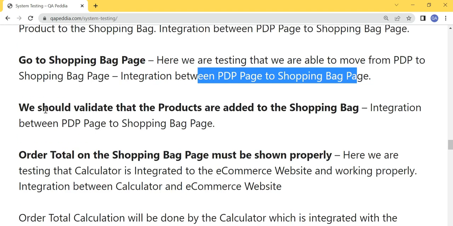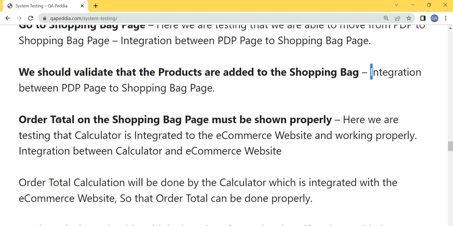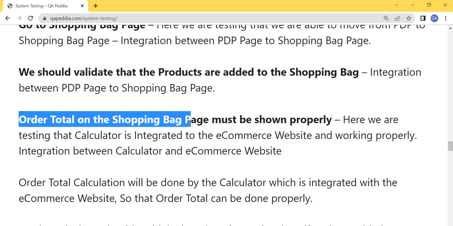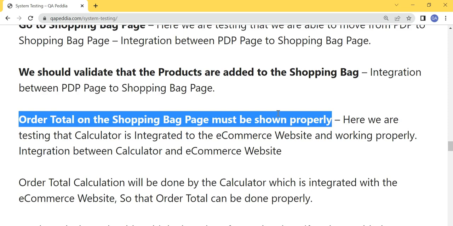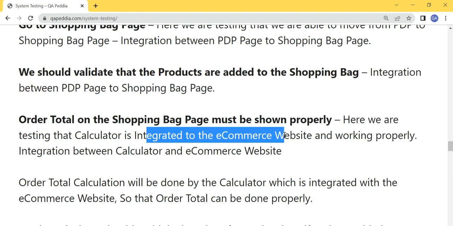Then we have to validate that products are added to the shopping bag page or not. Again, we are doing some testing. So this is how we are doing some testing. Then suppose after that we have to test the order total. The order total should be shown properly. So now what is happening? Calculator functionality comes into the picture because the calculator is going to do the order total checking. So the calculator which is integrated into the e-commerce website, is it working properly or not? We have to check that thing.